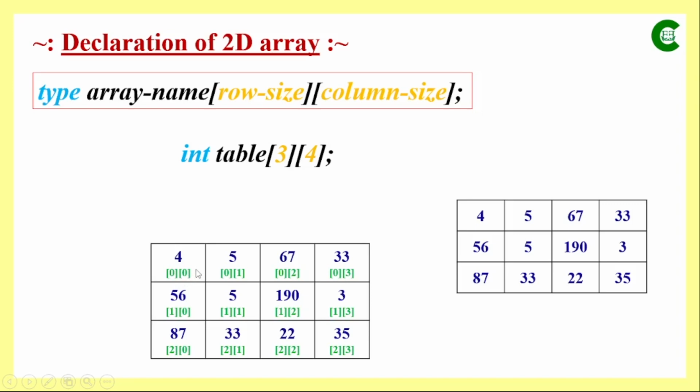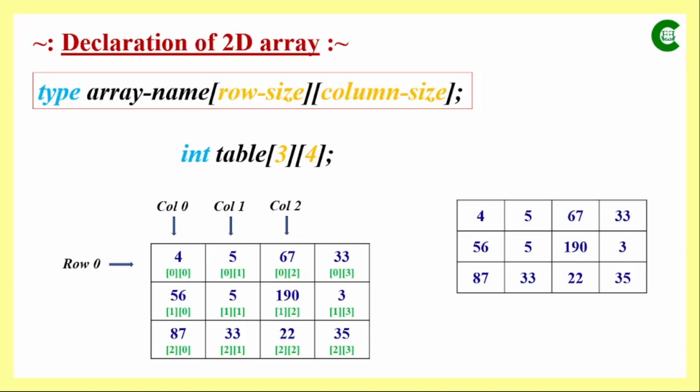Because we know the index value starts from 0, and the first element of this 2D array, whose value is 4, basically belongs to the first row and first column. The index value for the first row will be 0, and the index value of the first column will also be 0. Now let's move to the next element. And this second element of this 2D array still belongs to the first row and second column.